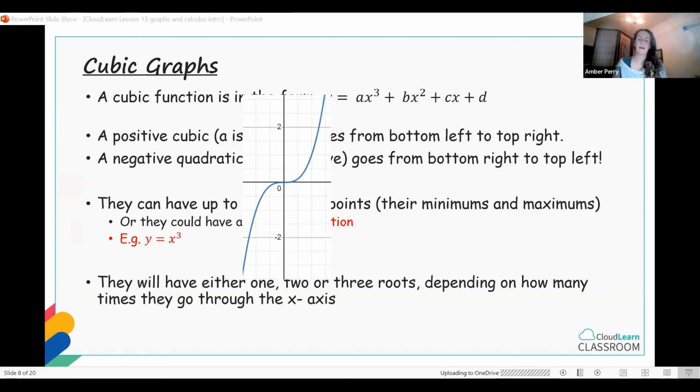Okay. They have to have at least 1 root though, because they have to cross through the x-axis at some point, because this will keep going down and this will keep going up, okay? Whereas the quadratic could be completely above or completely below the x-axis. A cubic will go all the way through it at some point, okay? So that's what a cubic looks like.